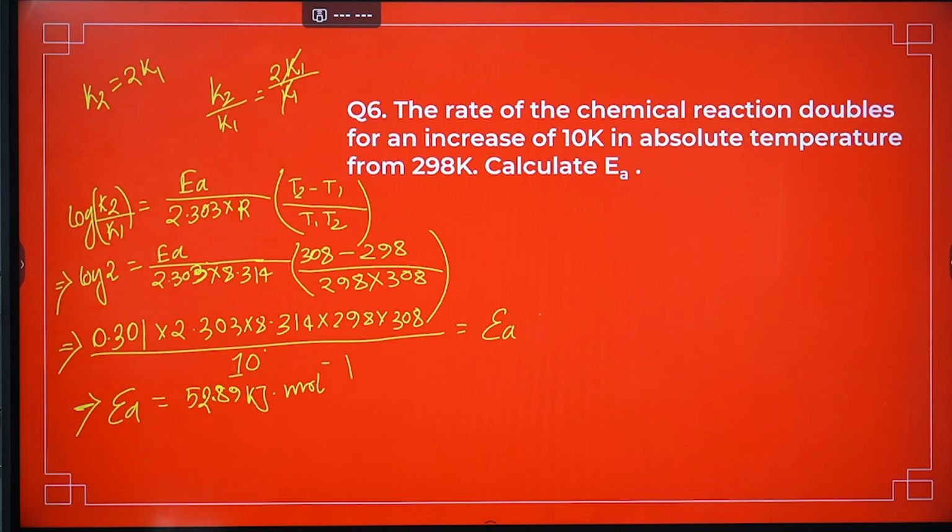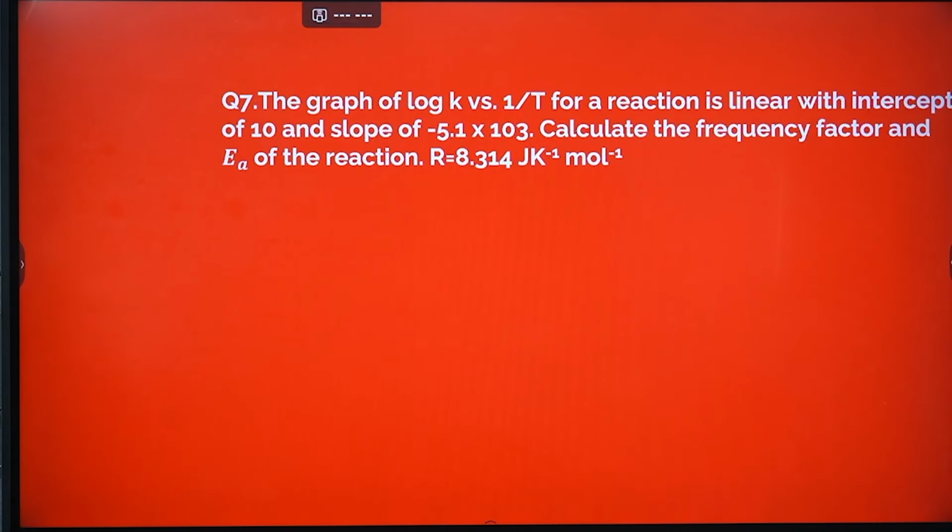Okay, I guess this is clear for you. Let's go ahead. A graph of log K versus log 1 by T for a reaction is linear with intercept 10 and slope of minus 5.1 into 10 cube. Calculate the frequency factor and EA for the reaction.